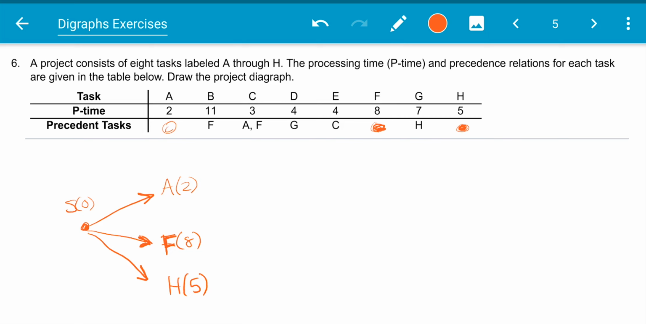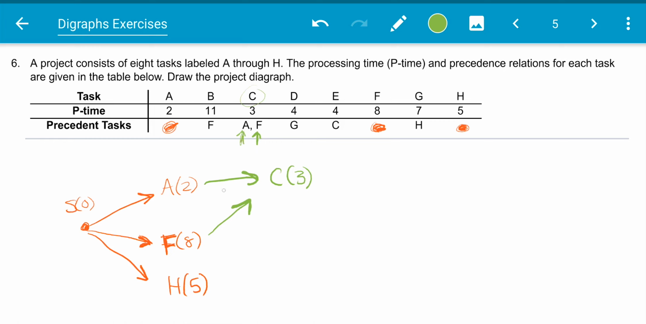Now where can we go from these places? If we're at A, we've already finished A. So we finished A, well, we could go from A to C. So we're going to do C now. Let's say A was getting the ingredients, and then C is mixing the ingredients. So we're going to go A to C. C takes 3 minutes. Now, to go to C, we also have to do F first. So whatever F is, we're going to have to go from F to C.